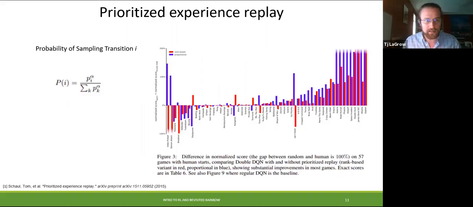So here is again all of the 57 games, and they're basing the prioritized experience replay in addition to DDQN, or double DQN. As the research line is still going, it is iterating on this.